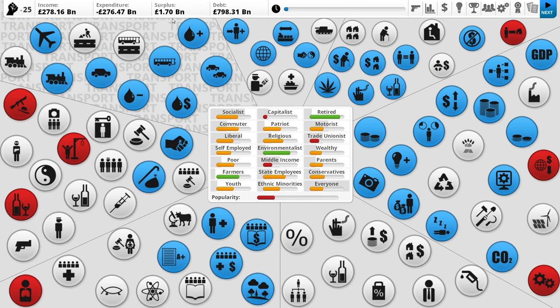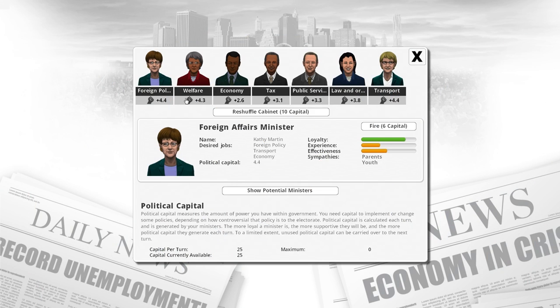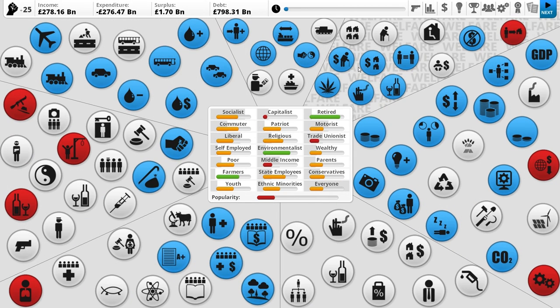We're making 1.7 billion a quarter, which is not a lot, because our debt is about 800 billion. Now, to do anything, we gotta use these fist points over here, the political capital, which is provided by these people over here. If any of these people don't like us, then they're not gonna give us as many fist points. So, let's have a look at what we're really dealing with here.